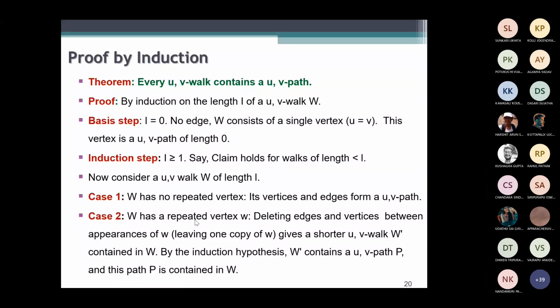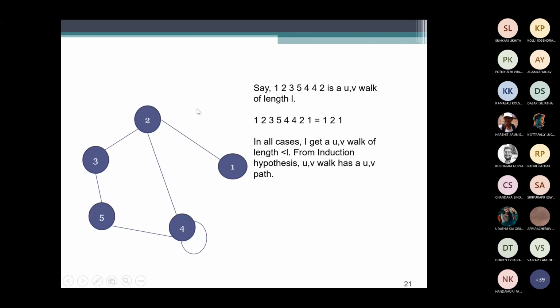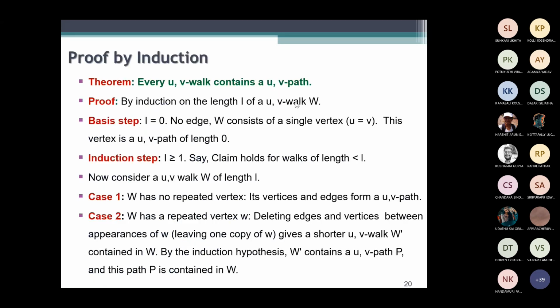Okay. So here 1 2 3 5 1 2 3 5 4 4 2. So this is the UV walk of length L. Now what this claim says, deleting edges and vertices between the appearances of W.